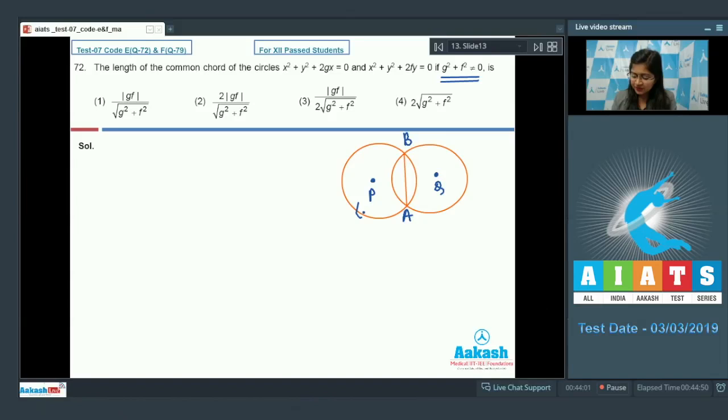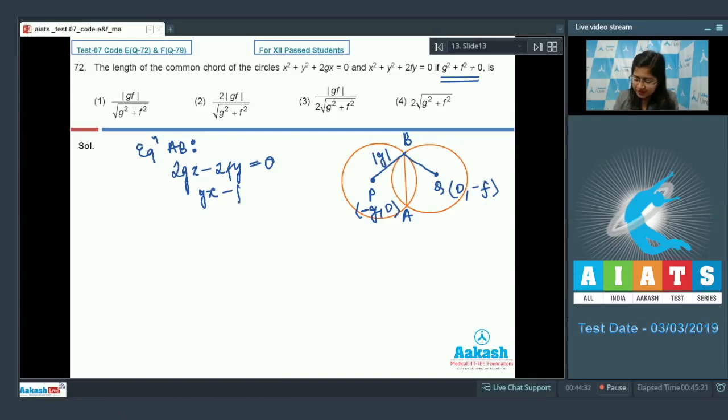Now the center P will be equal to (minus g, 0) and Q will be (0, minus f), and its radius will be equal to mod of g. Similarly, its radius will be mod of f, right? Let us find the equation of AB first. That will be equal to S1 minus S2 equal to 0. That will give me 2gx minus 2fy equal to 0. That is, the equation is gx minus fy equal to 0.